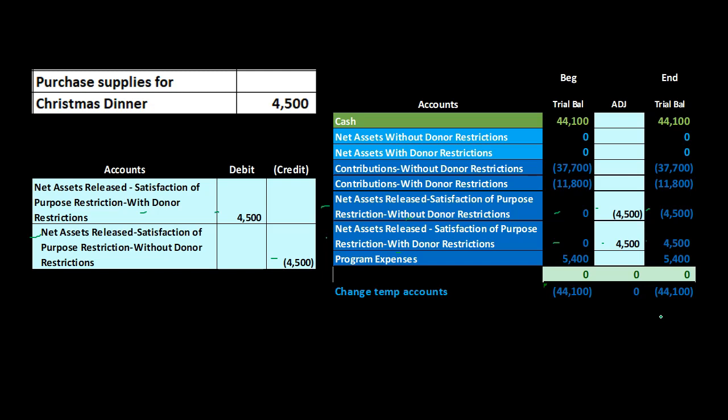So you might say, why are we doing this? What's the point of this? And of course, the point is to transfer from the contributions with restrictions to without, to take it out of the restricted area. So you can think of this as almost like an intercompany transaction or a funds type of transaction. It'll make more sense when we actually make the income statement equivalent type of statement.